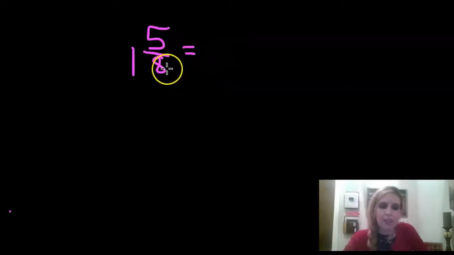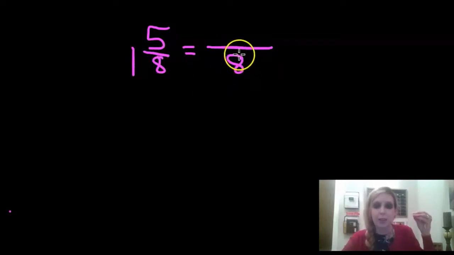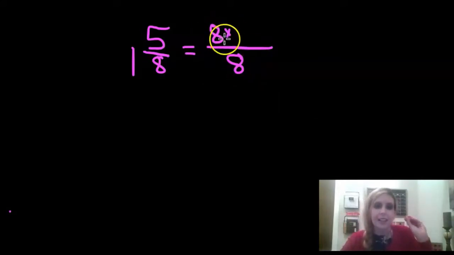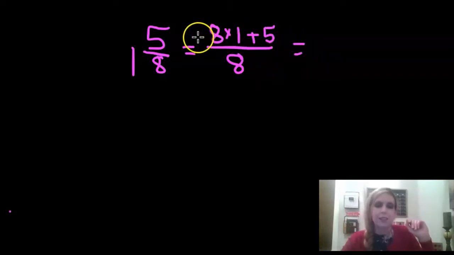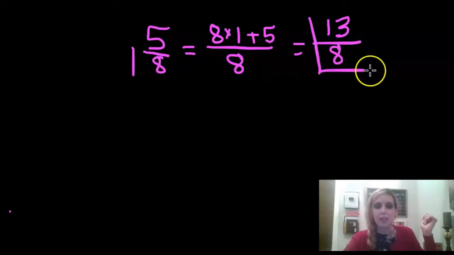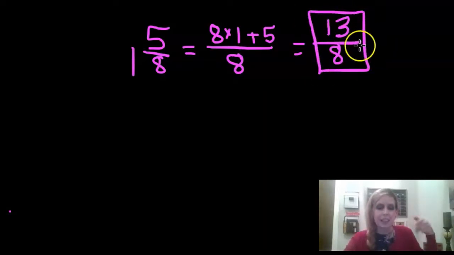But all I'm going to do is multiply the denominator times the whole number, then add the numerator, all right? And it's still going to be all over the denominator, okay? So the denominator is going to stay the same, but I'm just going to say 8 times 1 plus 5. So 8 times 1 is 8, then plus 5 is 13. Denominator stays the same, so it'd be 13/8, right? And that's an improper fraction.